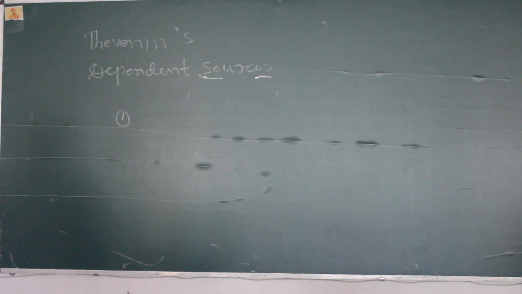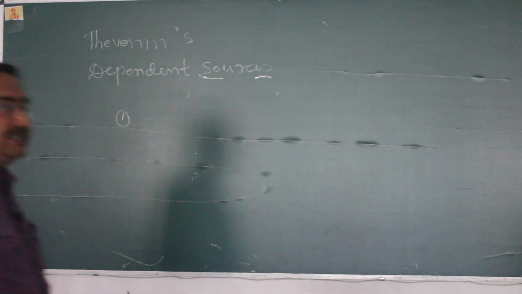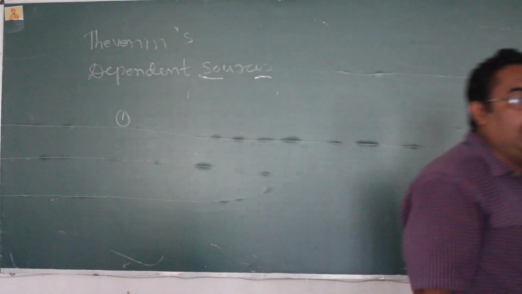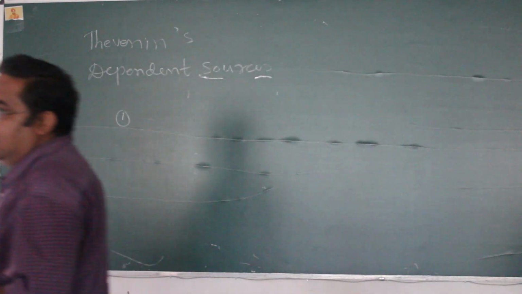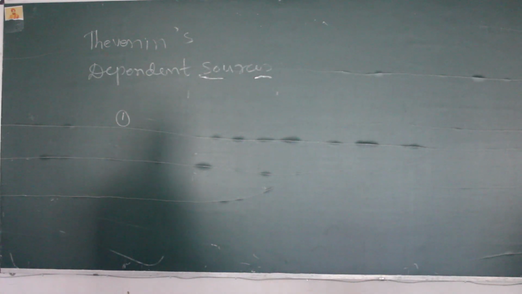But mind it, it can have the Thevenin resistance. So how to find out in that case the Thevenin resistance? The concept is very clear. What is Thevenin resistance? The resistance as viewed from the open circuit load terminals. Is it clear? Now how to take into account that dependent source in order to find out RTH?